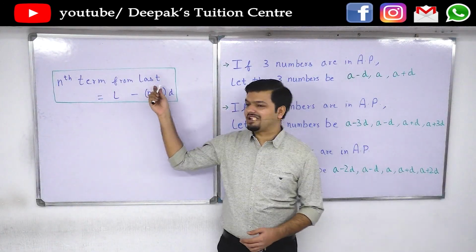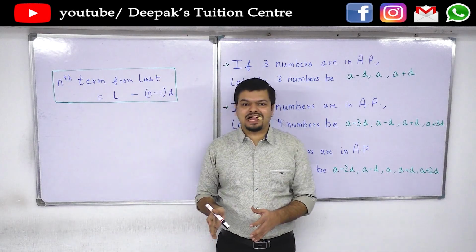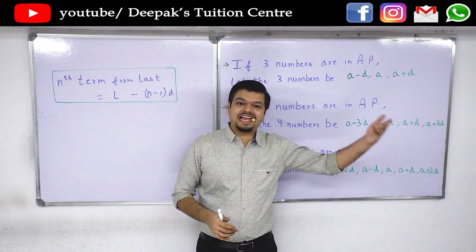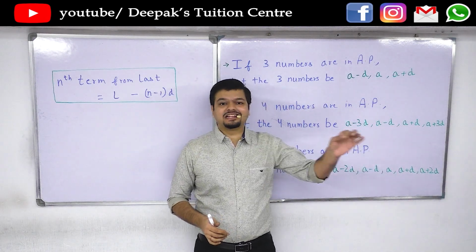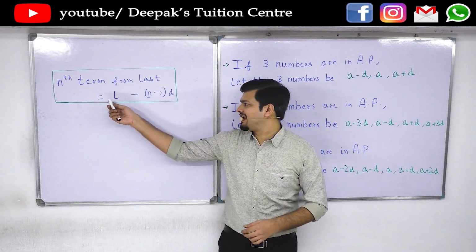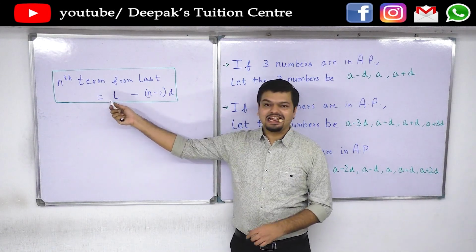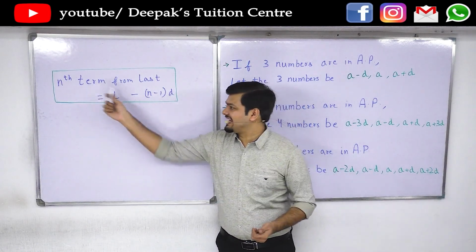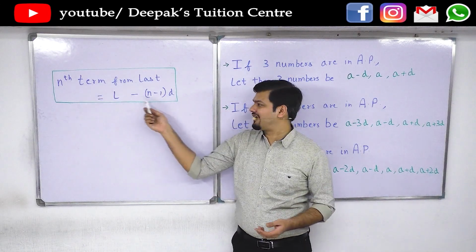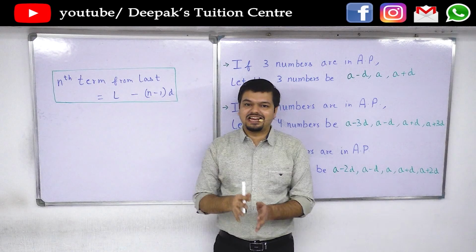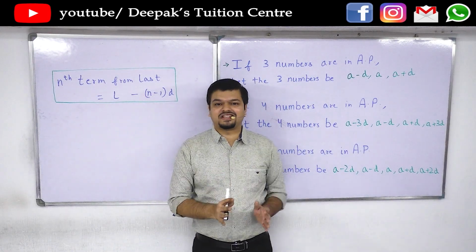Nth term from last. That is, if you have to calculate the 5th, 7th, 9th, whatever term from the end, so if you have to calculate in the reverse order, then the formula is l minus (n minus 1) d, where l is the last term, n is the term which you are required to find, and d is the common difference. This particular formula is very rarely used and very specifically used.